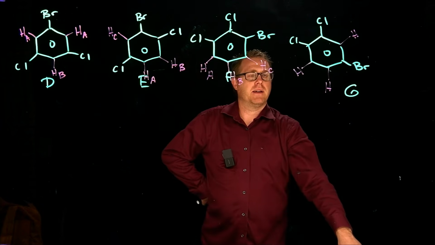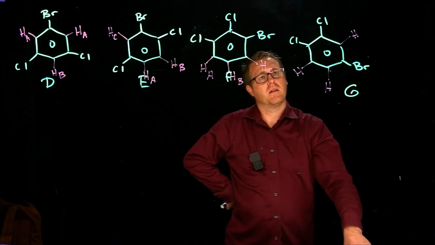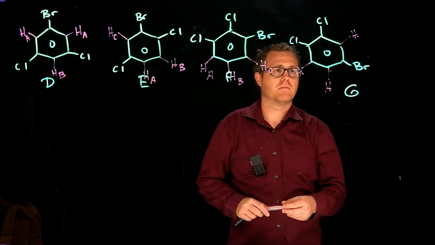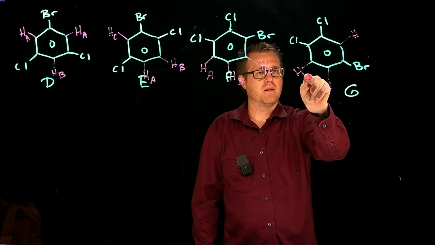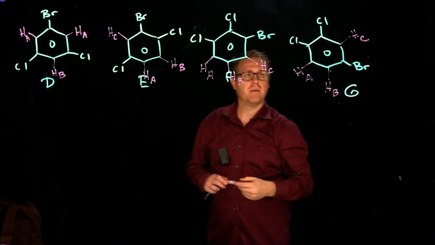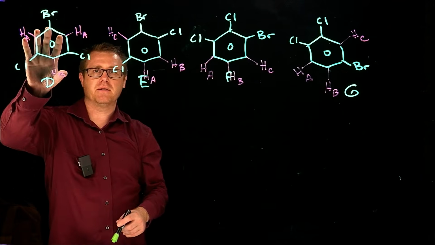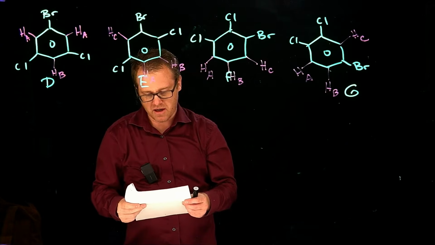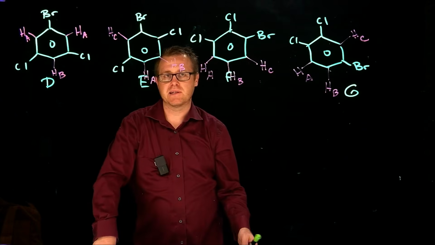So let's take a look at this here. We could use symmetry arguments here. That's A, B, and C. So what we have there, 2 signals, 3, 3, and 3. So the question asks, which of the compounds can it be? D is the one that gives us 2 signals.